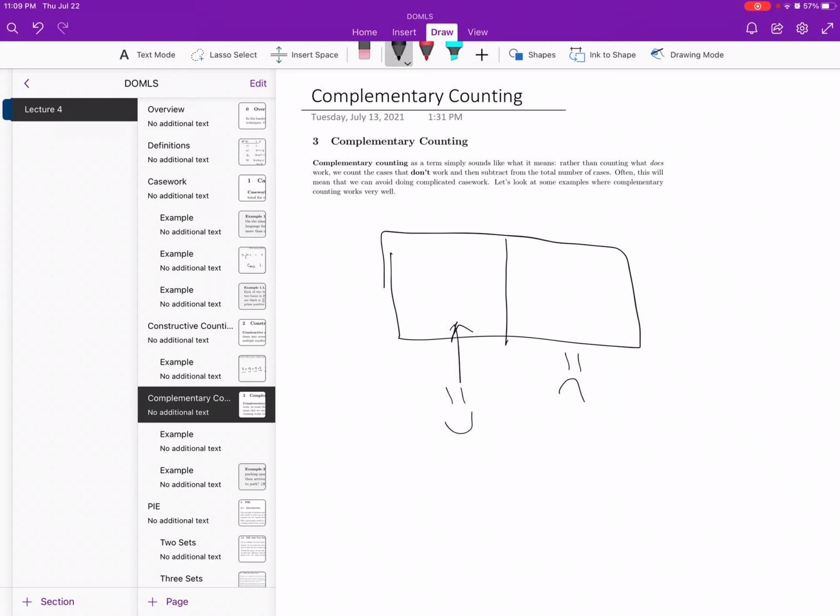I'm going to draw a smiley face. So we take everything, and then we take the part we don't want. Let's say this is everything, and then this is the part we don't want. Everything minus the part we don't want is going to give us the part we want.